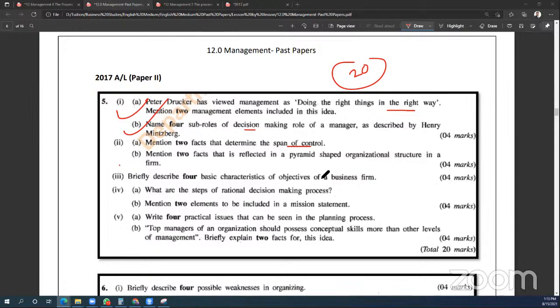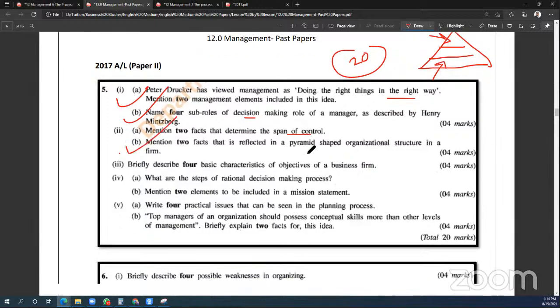Mention 2 facts that are reflected in a pyramid-shaped organizational structure in the firm. In the pyramid shape of an organization structure, the top levels have few people. There are not 10 CEOs, though there can be 10 assistant managers, or 5 heads of departments. You can see very few members in top management. The different management levels show that authority increases as you go up, and they need different sets of skills. The skills needed by those at the bottom of the pyramid are not those needed by those at the top. They have changed the question a little.